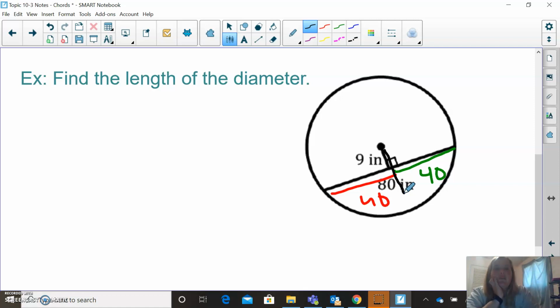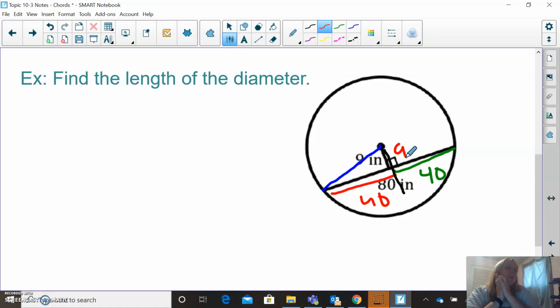So what we can do for this problem is draw another radius. Now this little teeny tiny section right there, remember it's 9, I know I kind of covered it up, but that little teeny tiny part is 9, and then now we have a triangle.